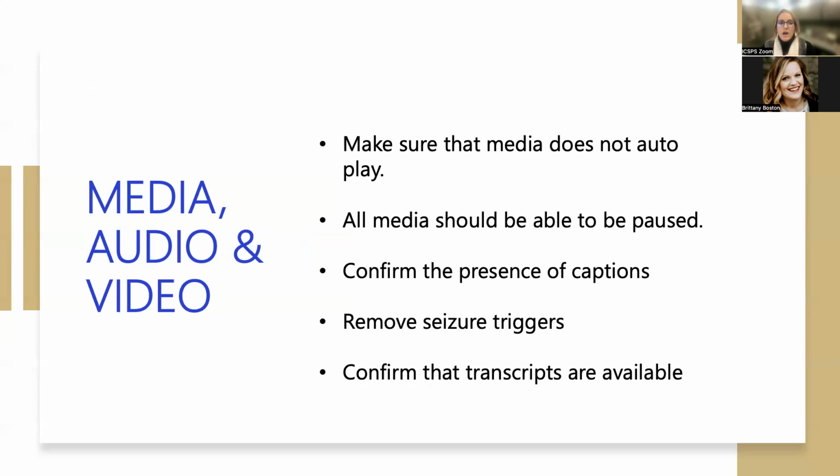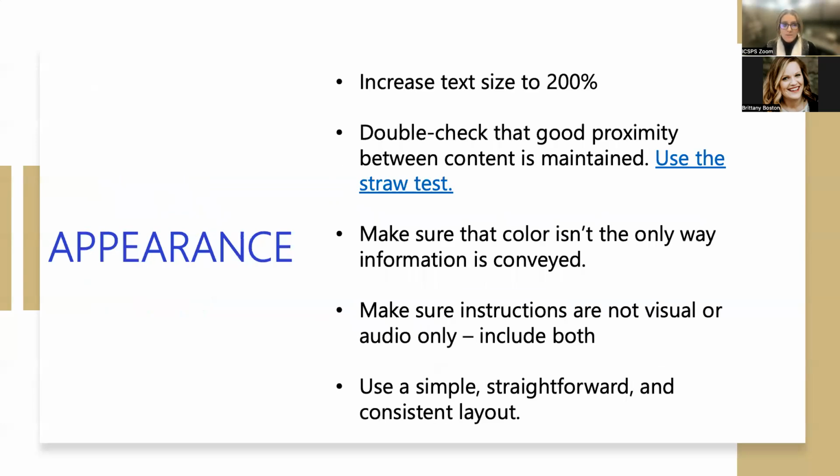We also have some guidelines and a checklist regarding any media, audio, or video. We talked about not having automatic playing. All of your media on your website should be able to be paused. All media on your website should have closed captioning, and we want to try to remove any kind of seizure triggers. And we also want to confirm that transcripts are available for any kind of media or video that you're putting on your website.